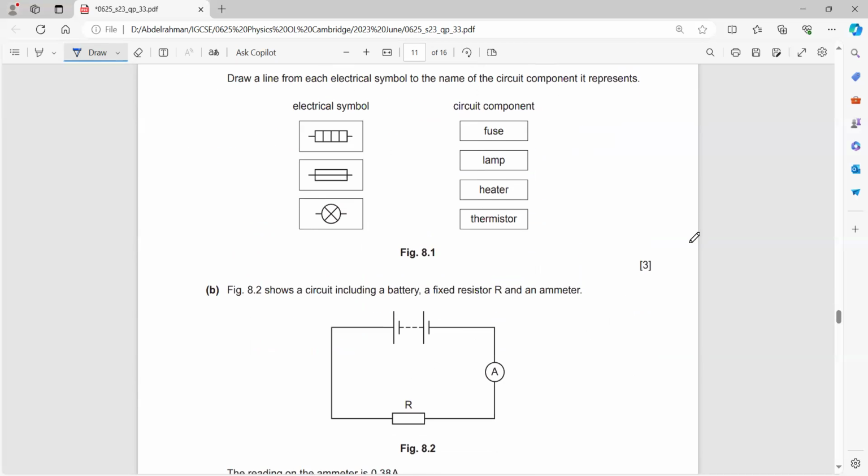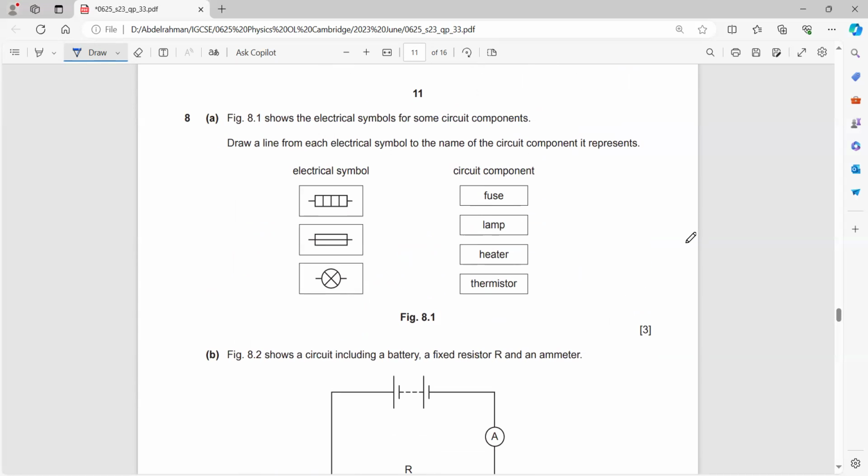Next question. The first one is the heater, the second one is the fuse, the third one is the lamp. Heater, fuse, and lamp.